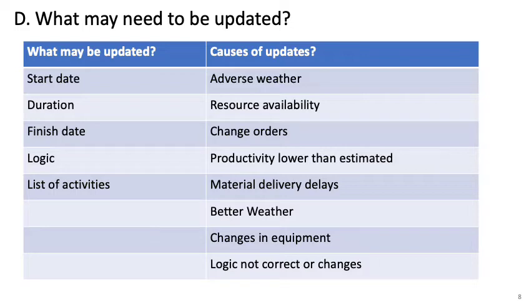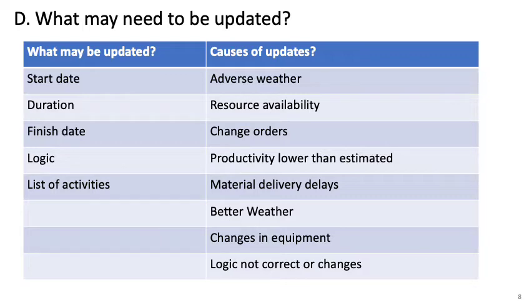And then another cause of updates is that the actual productivity is lower than what you estimated. When you estimate the production rate, again, you use historical data and your experience, but it doesn't mean that is going to be the actual production rate on the field. So sometimes the actual production rate is lower than estimated. That means the activity is going to take longer to be completed, so you need to update the duration of the activity.